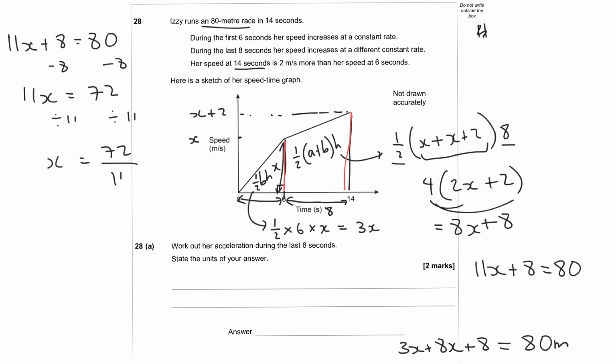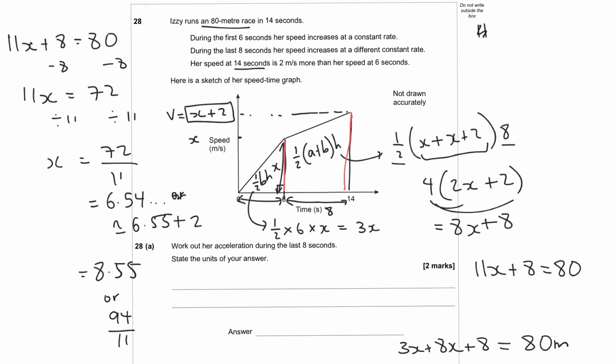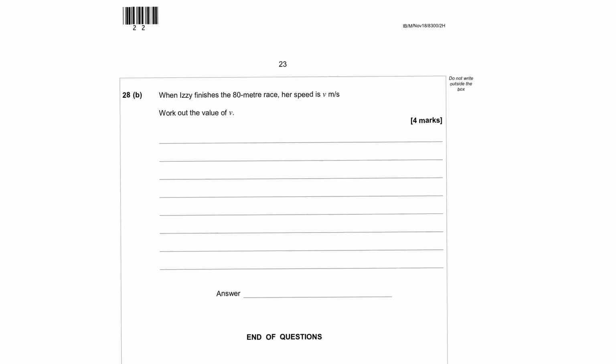You can use your calculator to work this out, or you can leave it as a fraction as it already is. Putting it into the calculator, you should get something like 6.54..., which can round to 6.55. And then remember, v is equal to x plus 2. So we need to add 2 to this, and that should give you an answer of 8.55. Or you could have left it in a fraction format of 94 over 11. Either way is fine. So the final answer is 8.55 meters per second, to the power of -1.